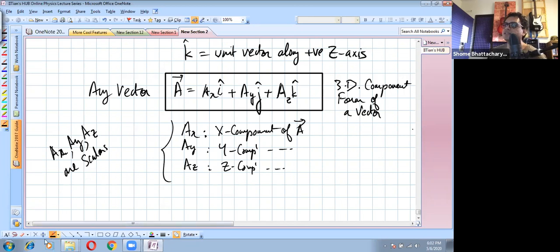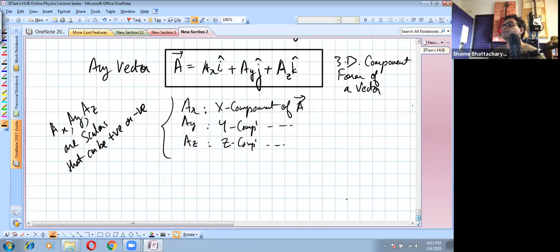So Ax, Ay, and Az are just scalars, which, just like previously we've seen, could be positive or negative quantities. For example, we could have a vector which is, let's say, 2i cap plus 3j cap plus 5k cap.